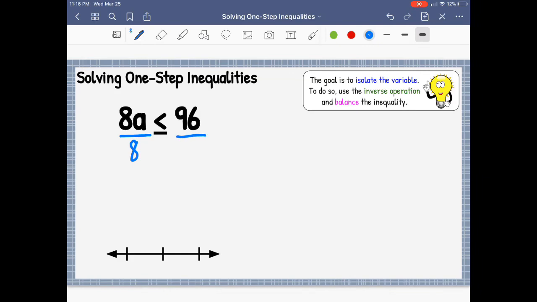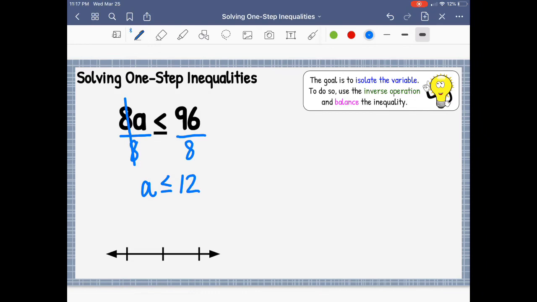So we're going to divide 96 by 8. Now what happens to 8a divided by 8? Well, 8 divided by 8 is 1. So we are left with 1a. We can just write a. Bring our inequality symbol straight down. And then do the math. 96 divided by 8 is 12. So this inequality solution would read a is less than or equal to 12.